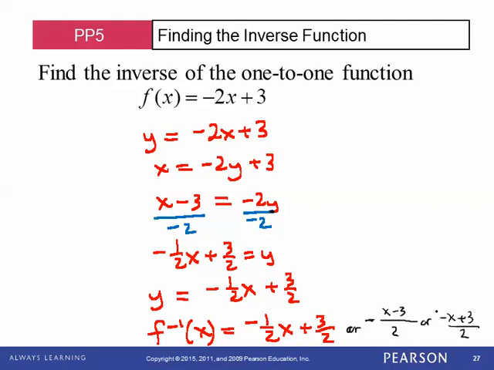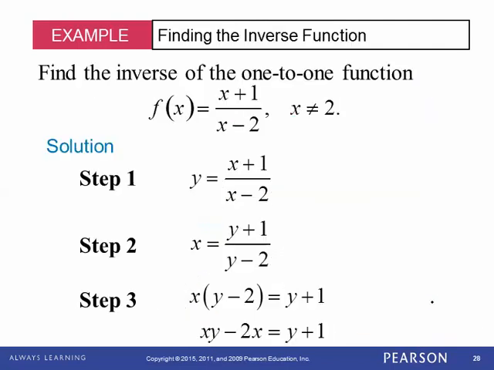Okay, a little tougher one here. How about this one here? We have a rational function, (x plus 1) over (x minus 2), and it already tells you that x can't be equal to 2 right away. It also tells you it's a one-to-one function. So this is an example in the textbook.